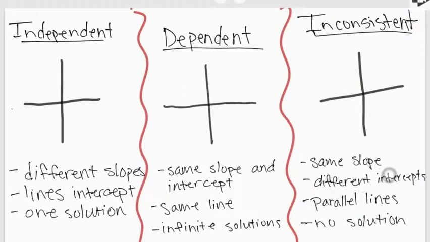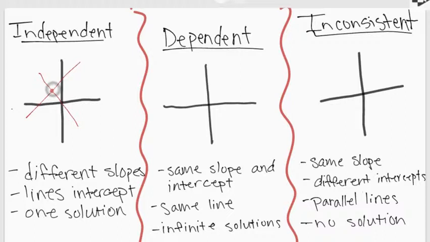So for a system of equations, there are three different types of solutions you can get. The first one is independent, and this one, the lines have different slopes. The lines intersect in only one spot, and there's only one solution. An example of this could be like this. So they only intersect right there.